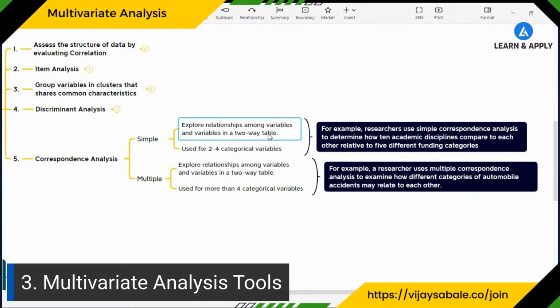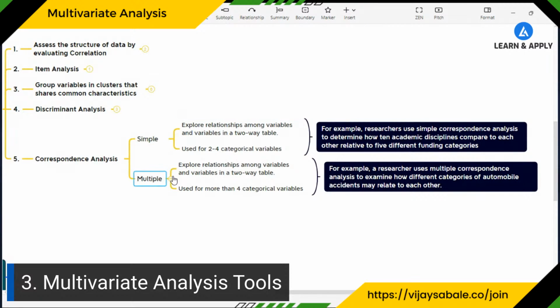Now, what is meant by a two-way table? The table has two dimensions. One is one variable and the second is another variable. We are going to use it for 2 to 4 variables. If you have 2 to 4 categorical variables, then we are going to use simple correspondence analysis.